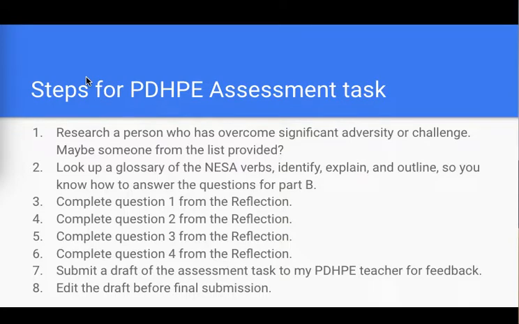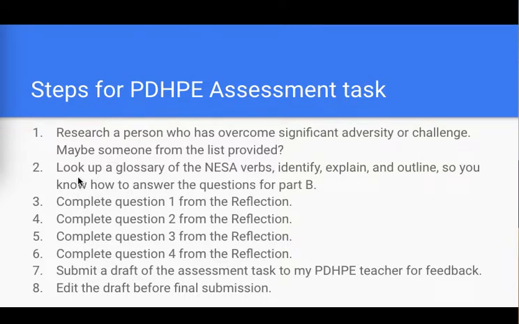Okay, I've provided here some steps for your PDHPE assessment task, and there are a lot of steps here, but the idea is that you break the task down into smaller chunks that you'll be able to complete quicker in your own time rather than leaving everything to the last minute. So my first step is that you need to research a person who has overcome a significant adversity or challenge. You could use someone from the list provided, or maybe you know someone of your own that you want to research, and that's fine. So the first thing you need to do is to complete all of that research.